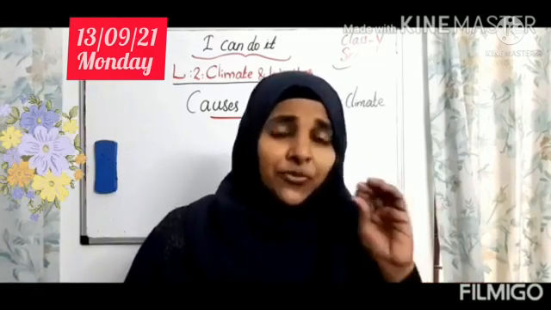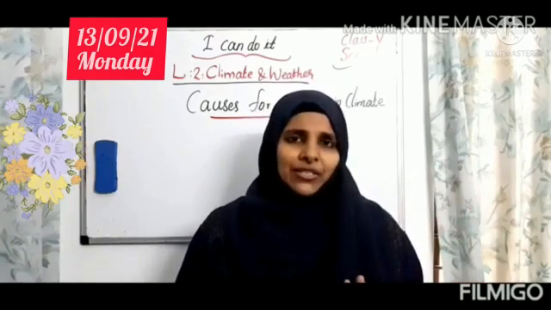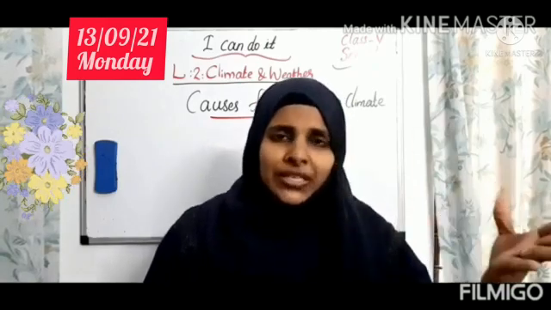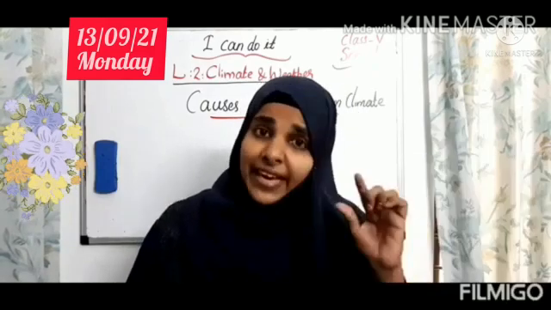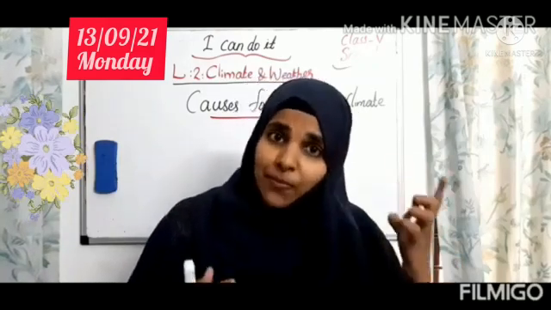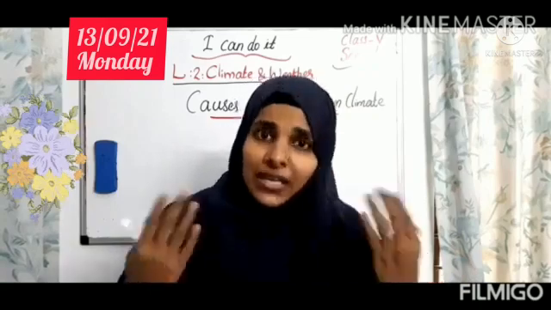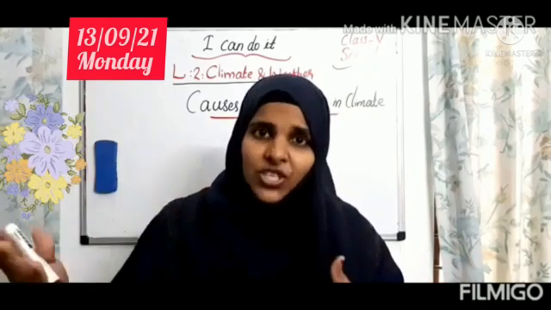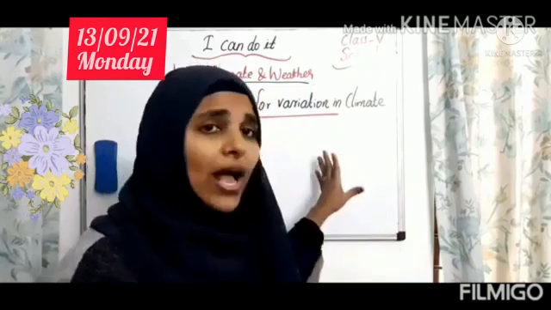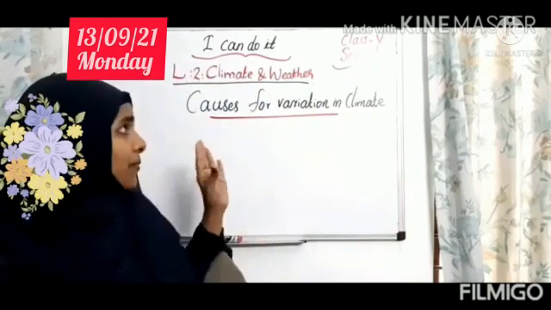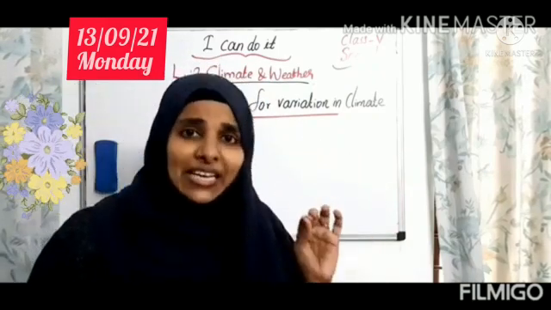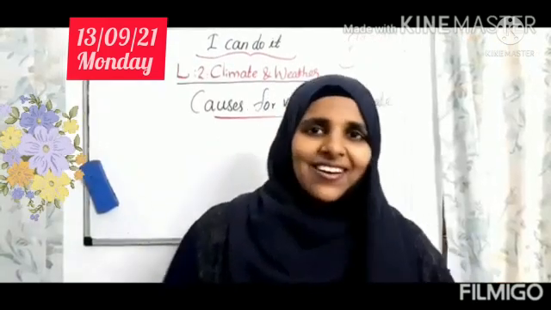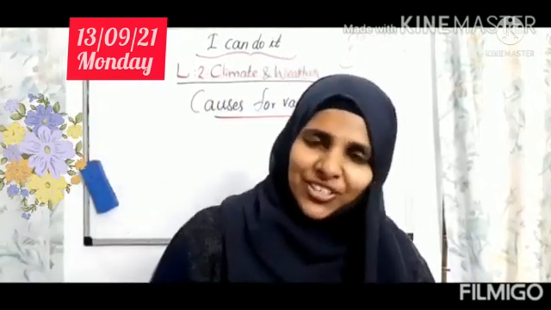We can check it, okay? So, we know that different factors are affecting our climate, different from region to region or place to place, okay? When you look at the factors, we can learn one by one what the main factors affecting our climate in different regions or places are. So, now I am going to teach you what the main causes for variation in climate are. There are different factors affecting our climate. We can check one by one.